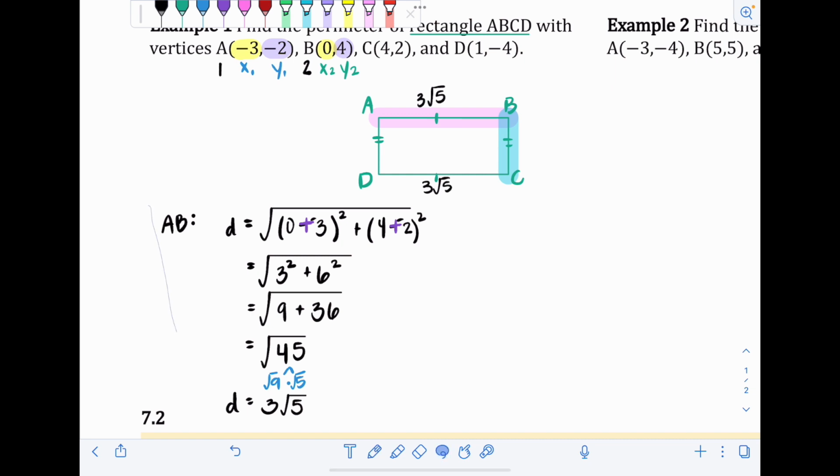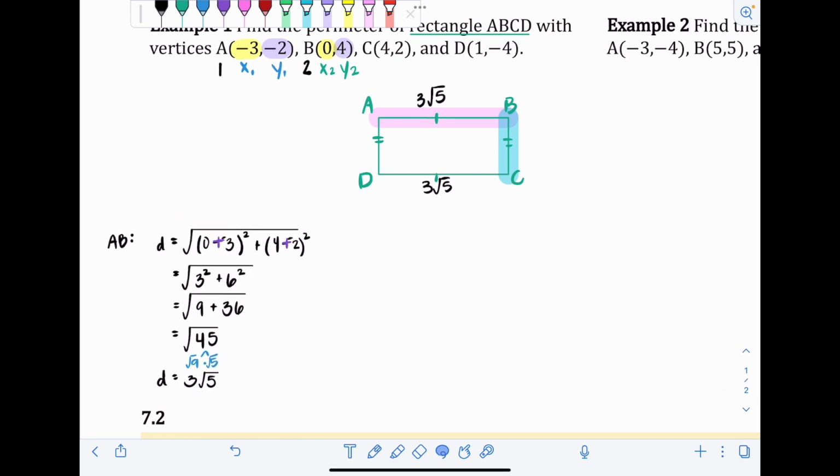And then next we'll find either BC or AD. I'm just going to shrink this down so I have a little bit more space. So I'm going to use BC.